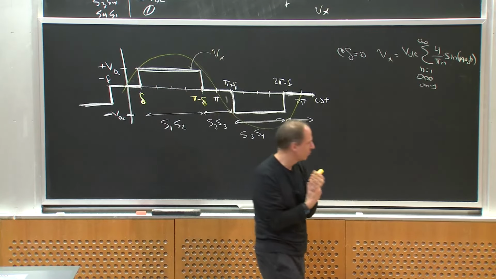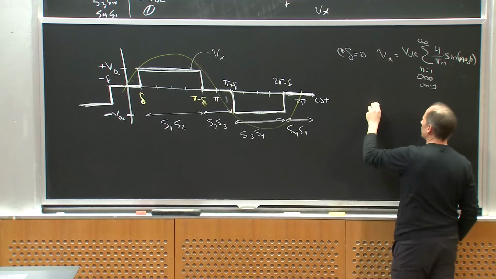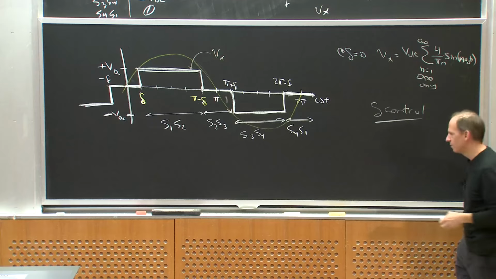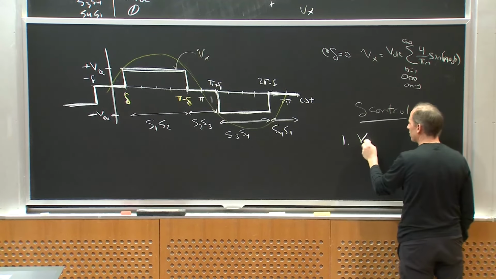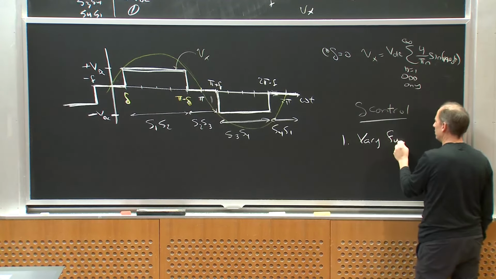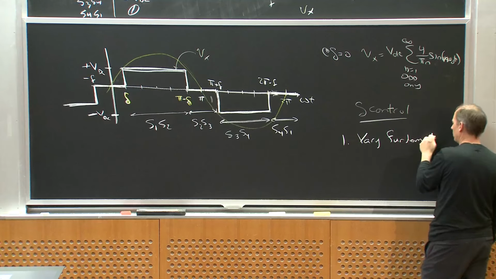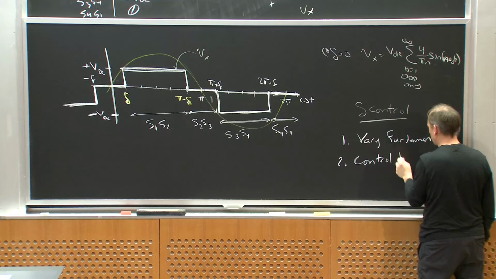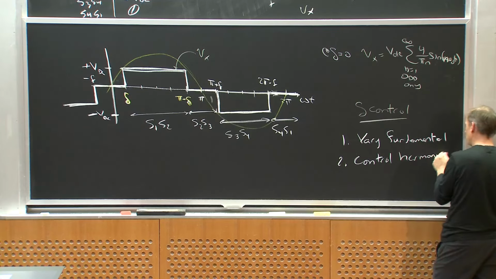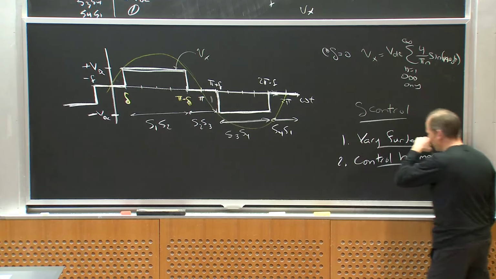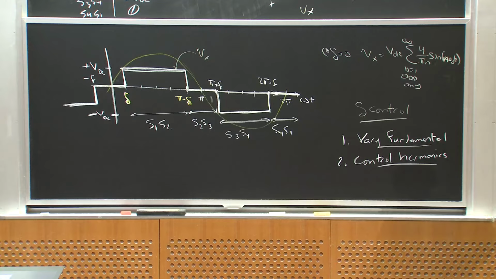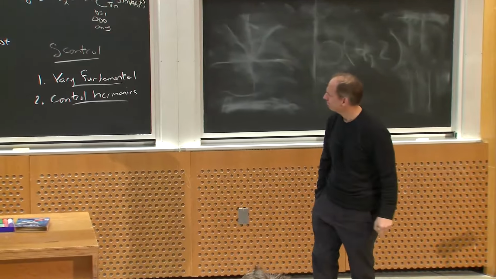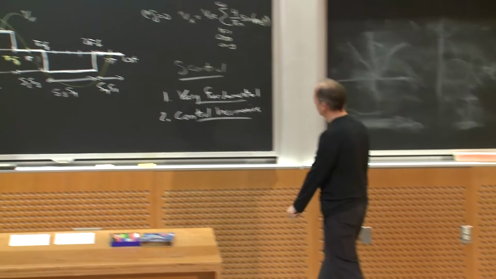Okay. And I can really use delta to do kind of two things. One, I can vary the fundamental. And two, I can control harmonics. I can't do both at the same time, but I can use that as a control variable without switching more times per cycle. Okay?